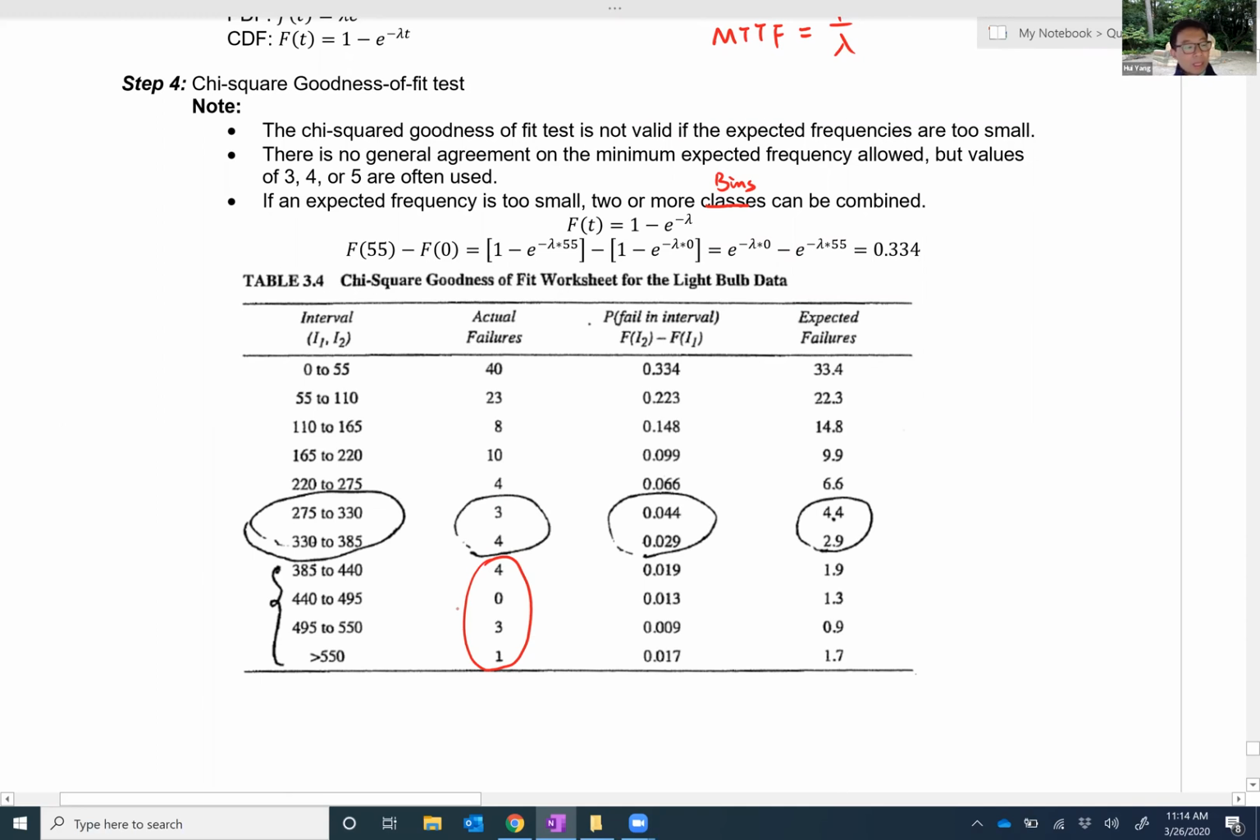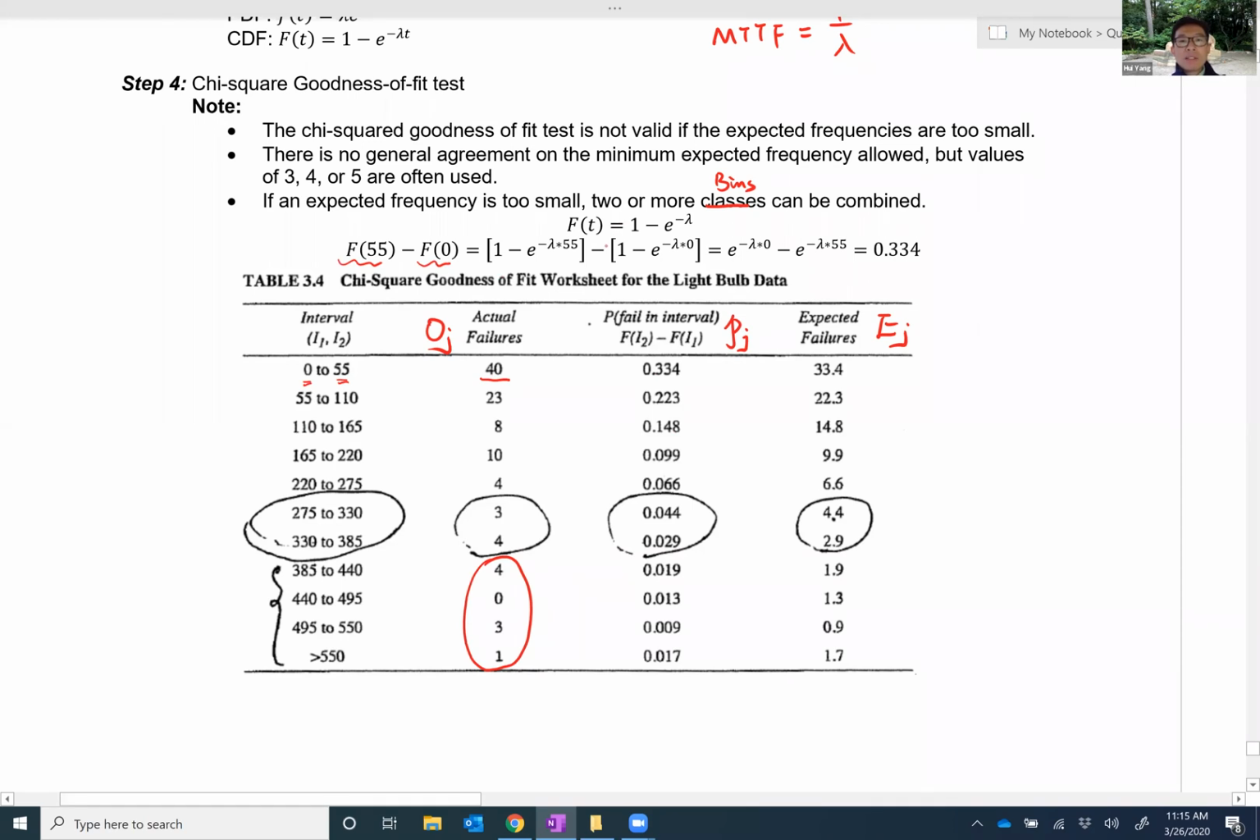So now let's see how we get the upper bound minus the lower bound. For example, this is the actual failures, this is the interval, this is my observed failures, this is my expected failures, and this is my PJ. So how do we get 0.334? We're going to use the upper bound, 55, minus the lower bound.